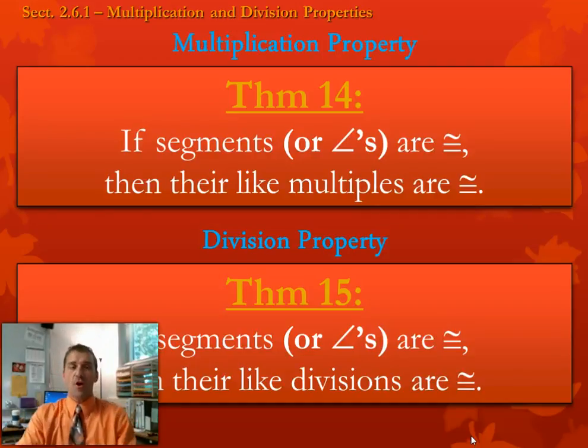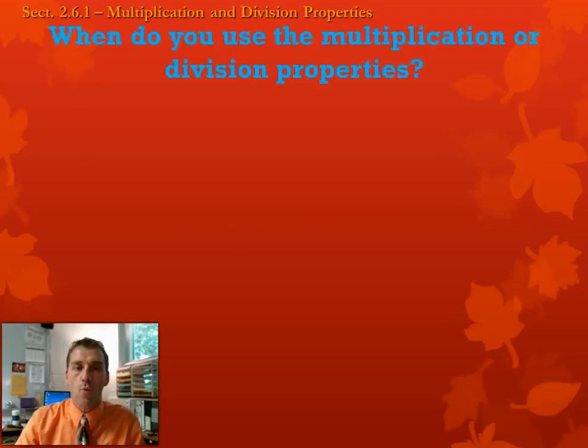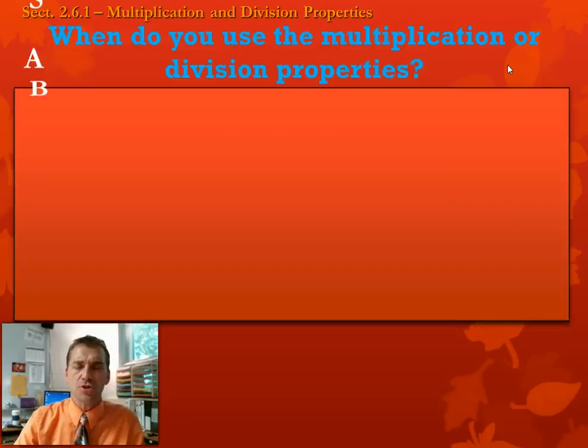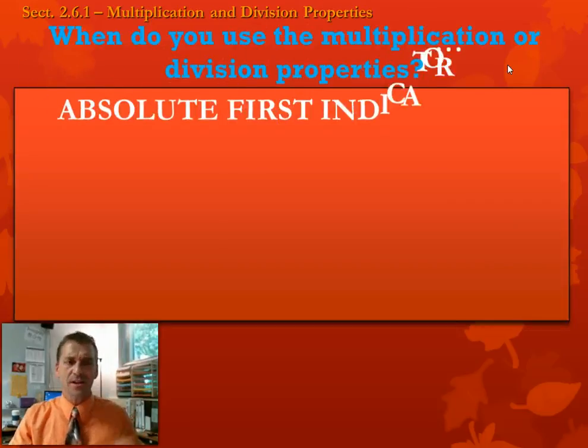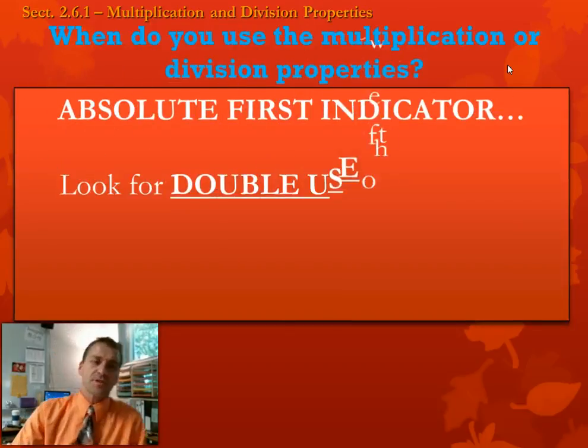So those two things right there, we're going to use those bad boys, and again, multiplication means we're getting bigger, division means we're getting smaller, but there is something that needs to be taken care of, and you need to write this down in the foldable too. This is enormous to help you know when you're going to use the multiplication or division property. This is huge. You need to star this, highlight it, circle it, and here's your absolute first indicator.